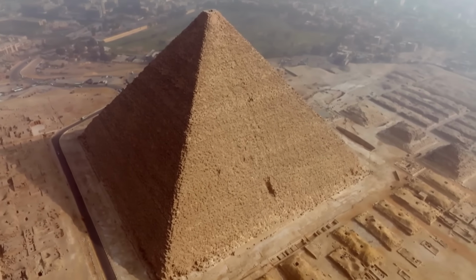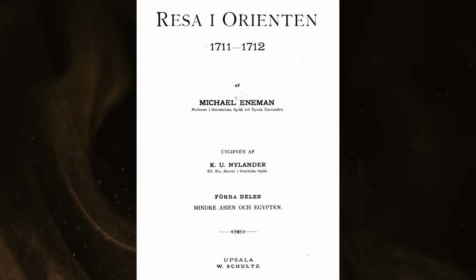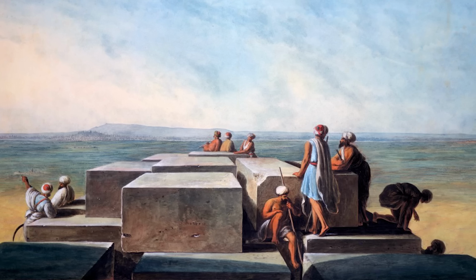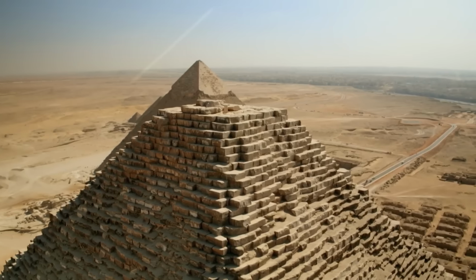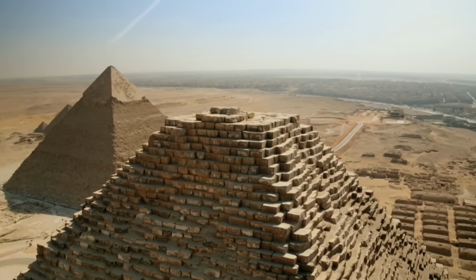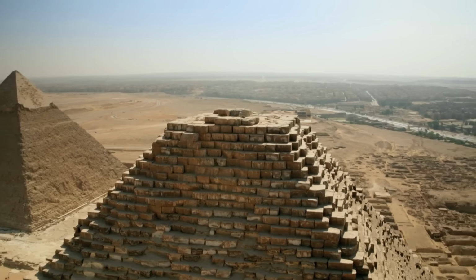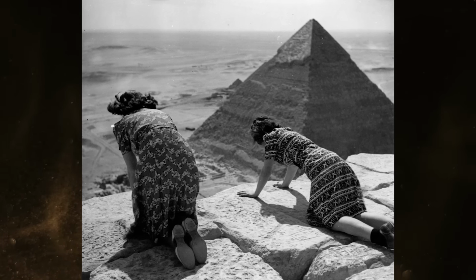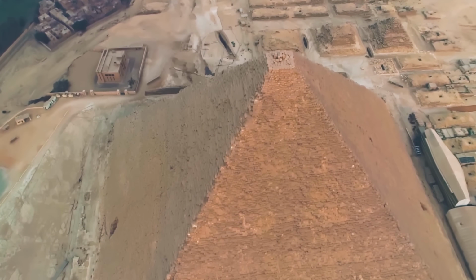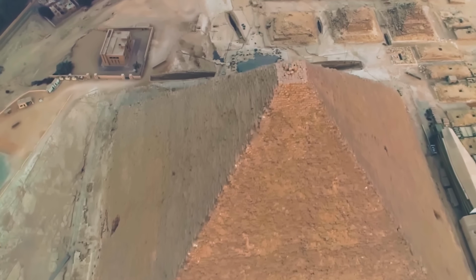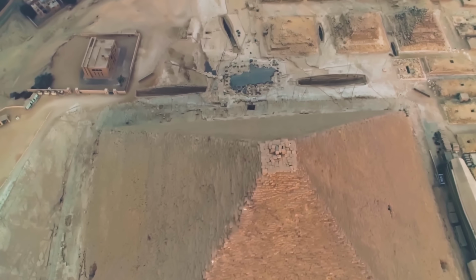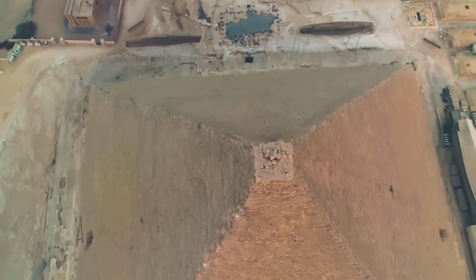Perhaps this question was best articulated by Michael Eneman from his visit in 1711. After inspecting and measuring the largest block on course 206, he writes, quote, "One must well ask about and wonder how anyone could have brought them so high up in the air." End quote. It's a great question and a great mystery. So in bringing to light this important piece of the puzzle, I hope everyone can wonder in awe about what we have yet to learn about ancient Egypt's biggest accomplishment.